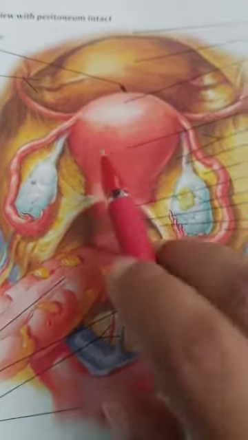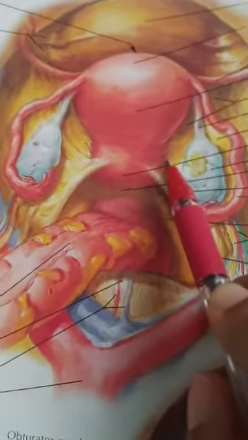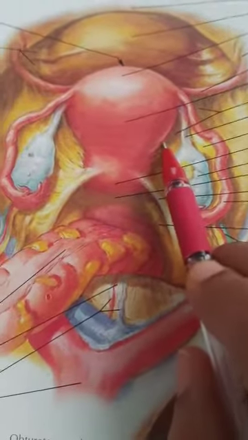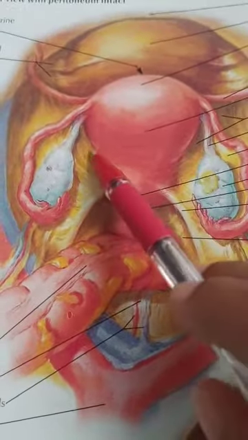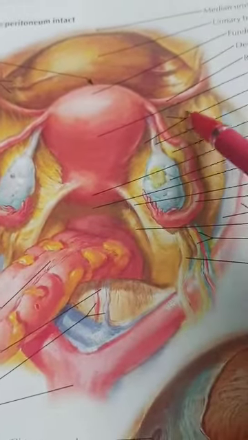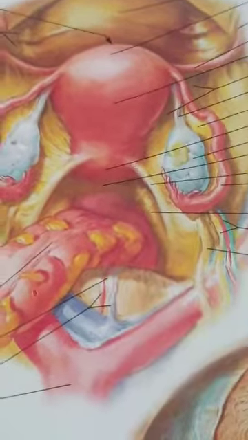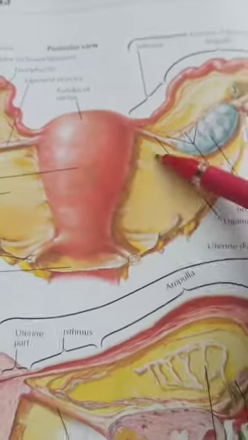Then it has two lateral borders. The lateral borders are rounded and convex, and they provide attachment to the broad ligament. This yellow colored structure is the broad ligament of the uterus, which you can see here.